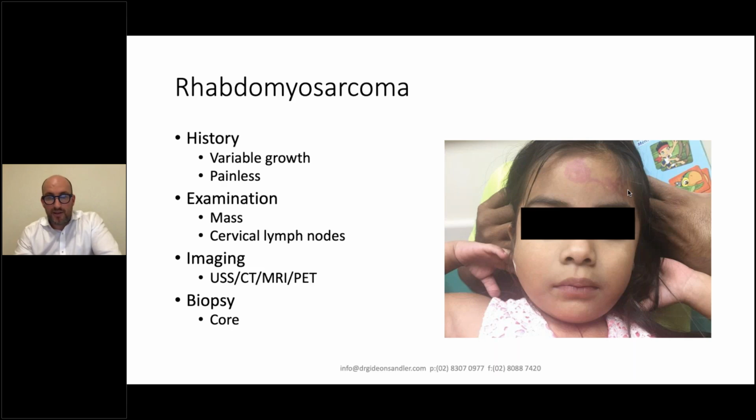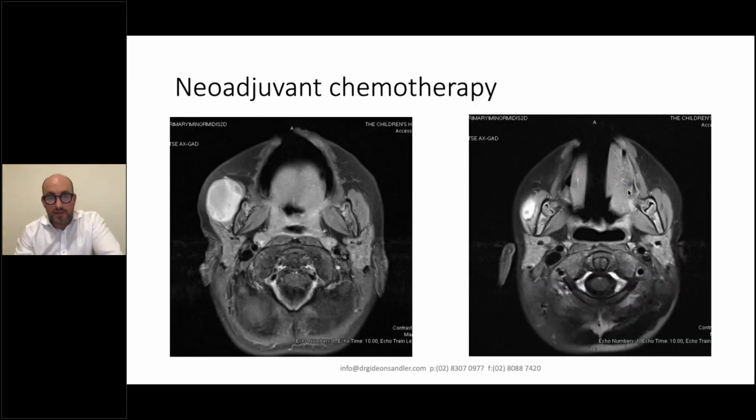So she went on and had neoadjuvant chemotherapy. You can see to the left of screen what the initial scan looked like. So that's quite a large tumor. And then after neoadjuvant chemotherapy, the lesion shrank down to a definitely resectable size. So we took her to theatre, and for those who don't like operative photographs, now's the time to look away.